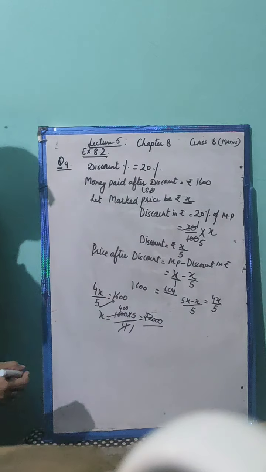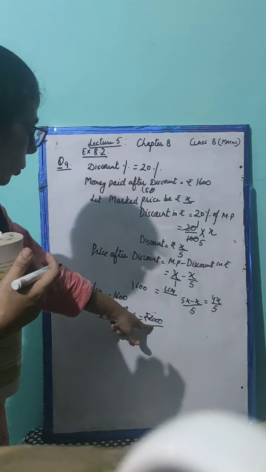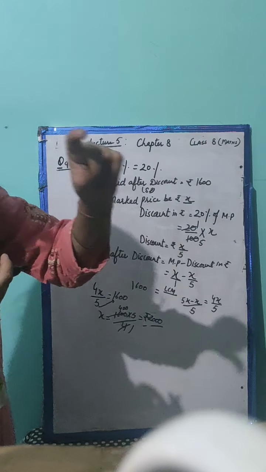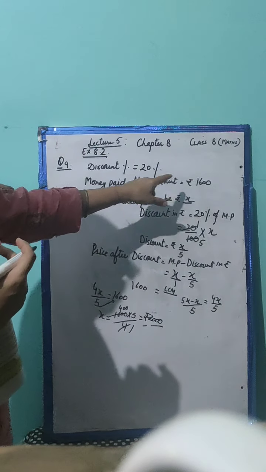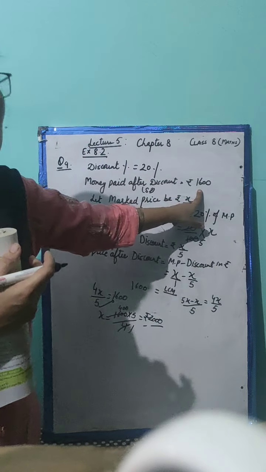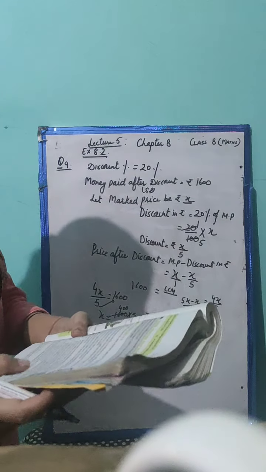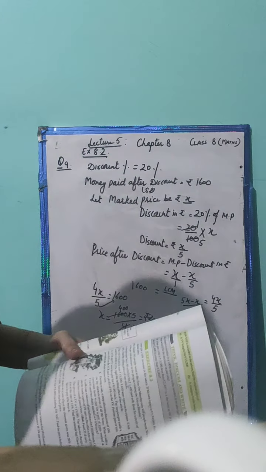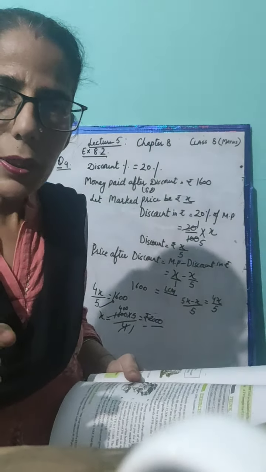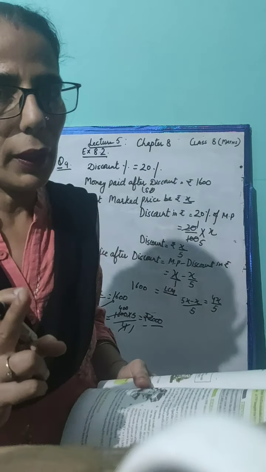2000. It means the thing which was marked at rupees 2000, which was bearing the tag of rupees 2000, after 20% discount, it is available in 1600 rupees. Have you got this question? Now, see, you have to keep in mind always that discount is always given on the marked price.